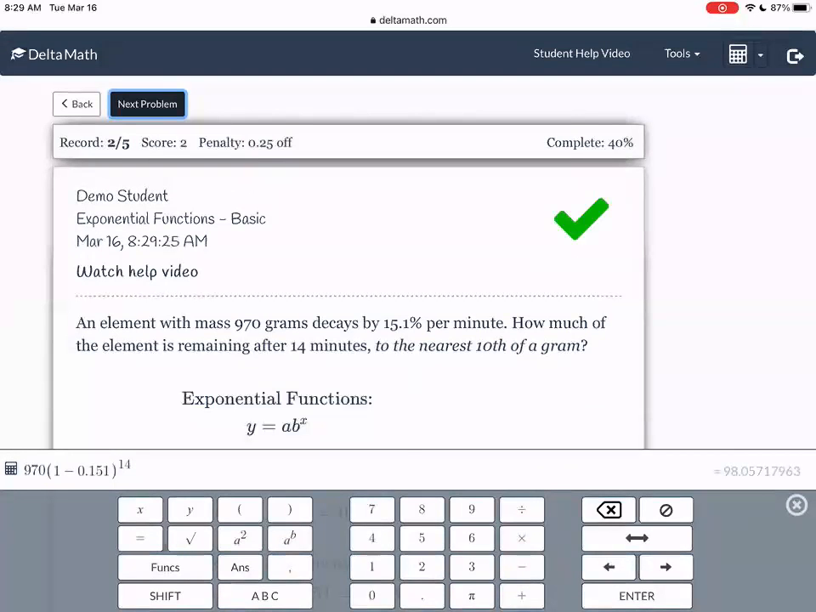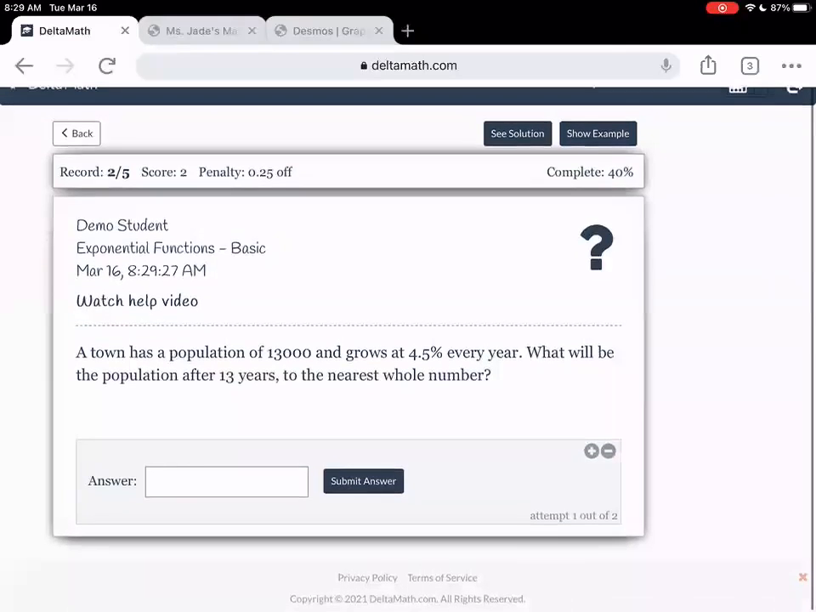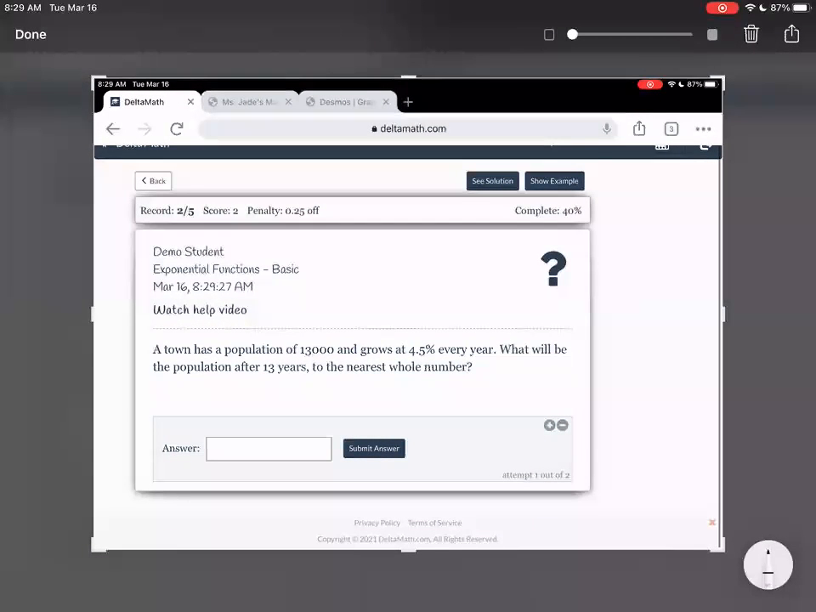Okay, and then let's do another one. A town has a population of 13,000 and grows at 4.5% each year. What will be the population after 13 years to the nearest whole number? Remember, our formula is this. Okay, so population, P stands for population. It makes sense this time. S is your starting amount, so 13,000.